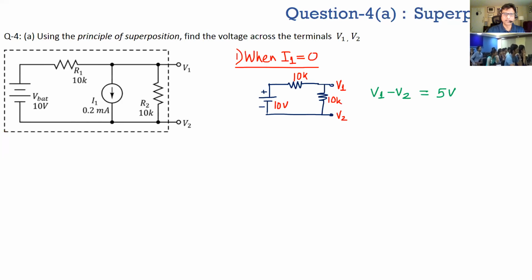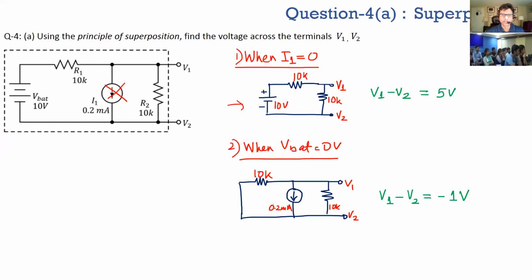So you do the same thing. You first make I1 equal to 0, and you guys should all know by now, if there is an independent current source and you're making it 0, that means it's open, right? It's Thevenin's, it's a Norton equivalent, so you make it open. So if you make it open, you'll get this circuit here, and you'll find out that V1 minus V2 equals 5 volts, which is essentially just the resistor divider 10K by 10K, right?